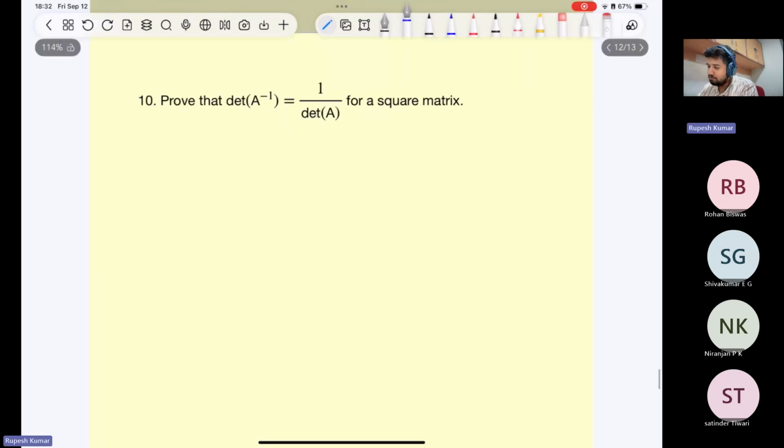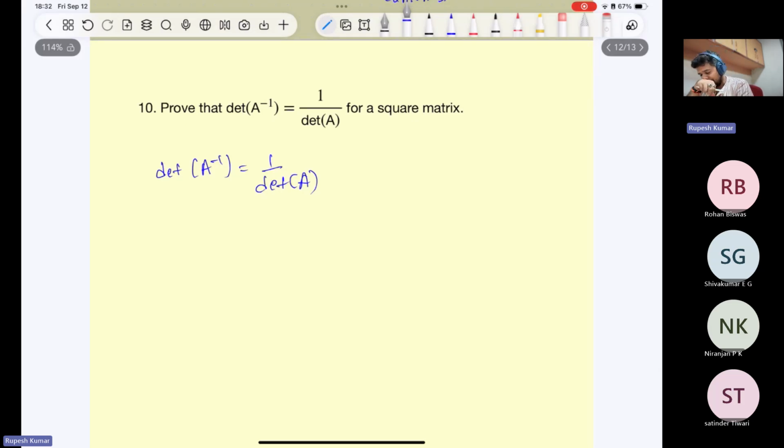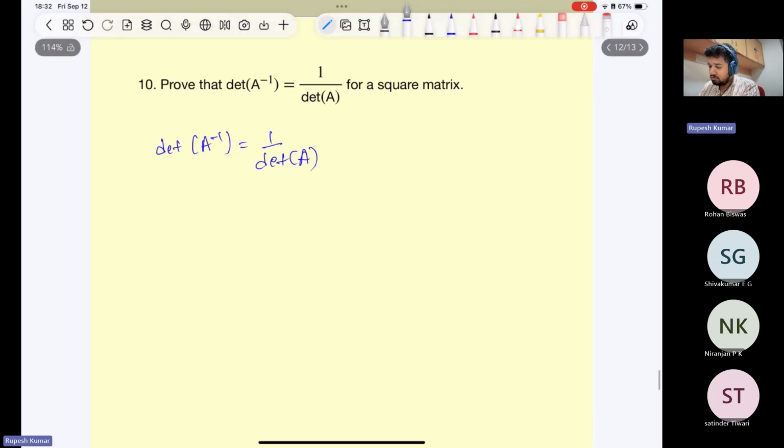Prove that the determinant of A inverse equals 1 by determinant of A for a square matrix, right? Now again, why square matrix? Because determinants are only defined for square matrices. So let's see how to do this.